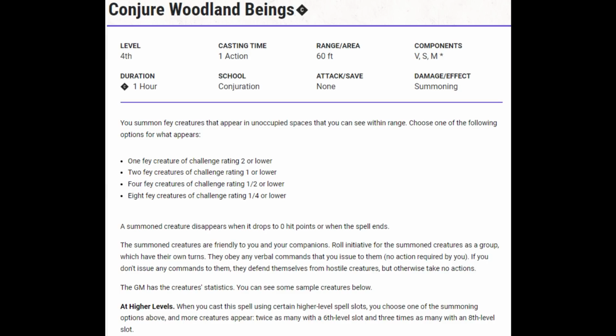Now, if we look at Conjure Animals and Conjure Woodland Beings, we're going to see that you get the exact same number of creatures with the exact same challenge ratings. So the question would be, why would we want to cast a 4th level spell instead of a 3rd level spell if the challenge ratings and the number of creatures is the same? And the reason is because fey creatures just happen to be a lot more versatile than beasts.